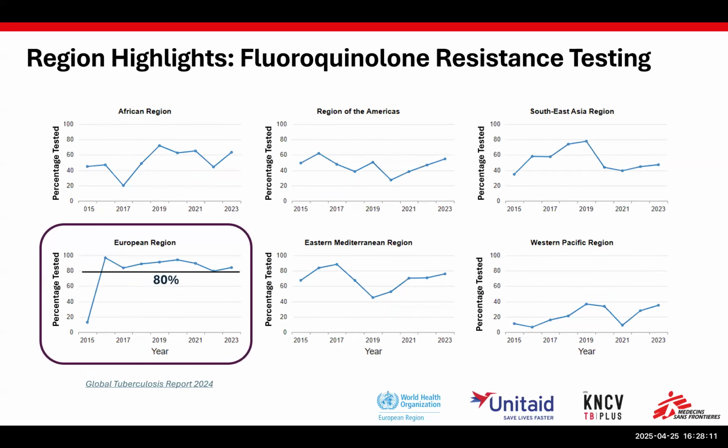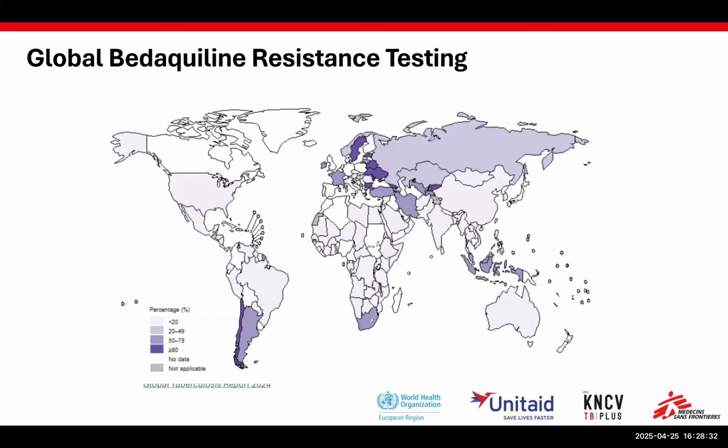Among those with rifampicin resistance, the European region also achieves relatively high levels that have been sustained for many years, with a dip in 2022 that has re-increased again to 2023. And it will be great to see this advance even further towards the target achievement of 100%.